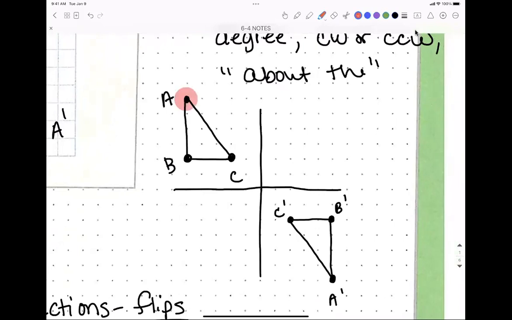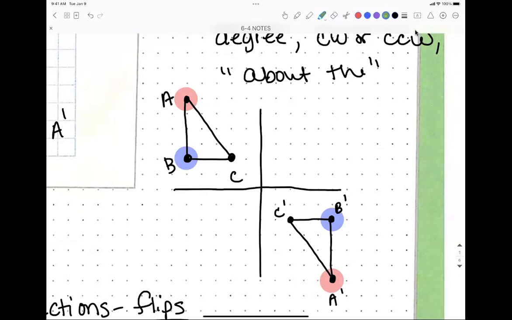Okay. A was up top. Now A is on the bottom. So, but could it be a reflection? No, because it's not right underneath it or right beside it. And then look at B. B is bottom. Now B was bottom left. Now B is top right. So that should tell you that it was a spin.